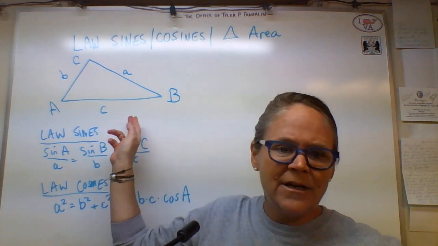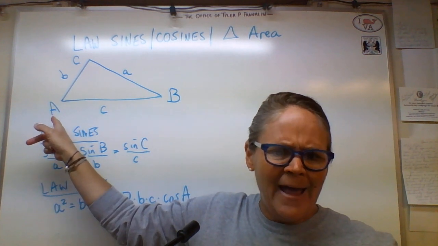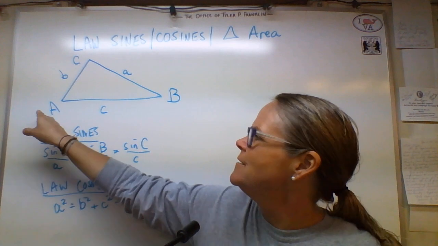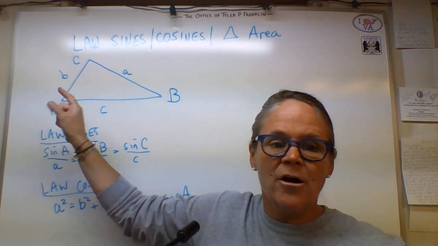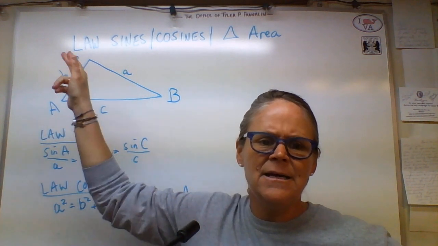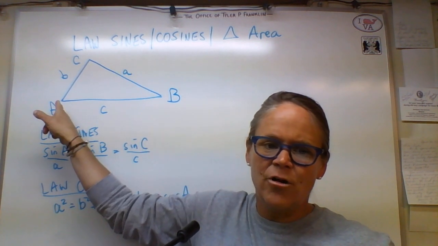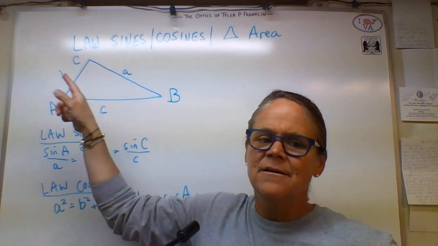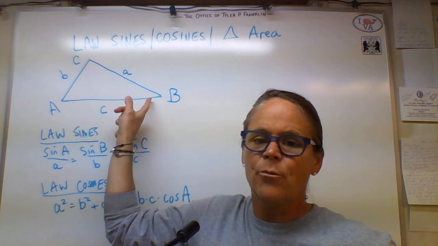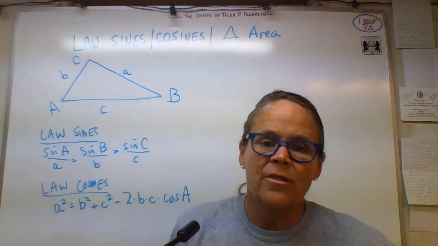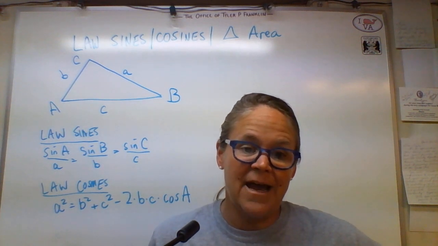So we have an oblique triangle. Six parts: three angles, three sides. Our angles are capital A, B, C. Our sides: side A is across from angle A, side B is across from angle B, side C is across from angle C. These formulas are in the attached notes.